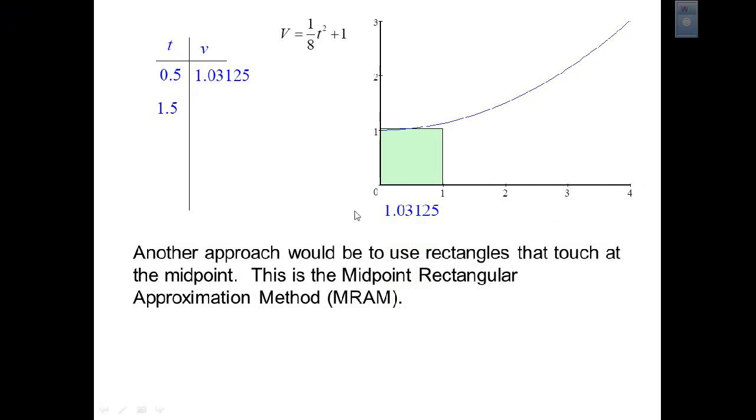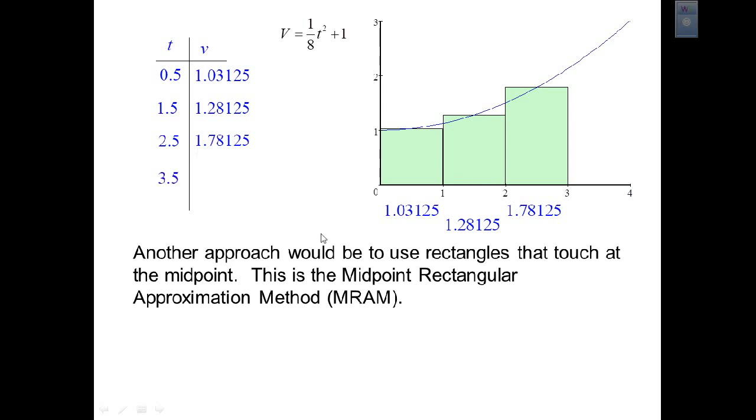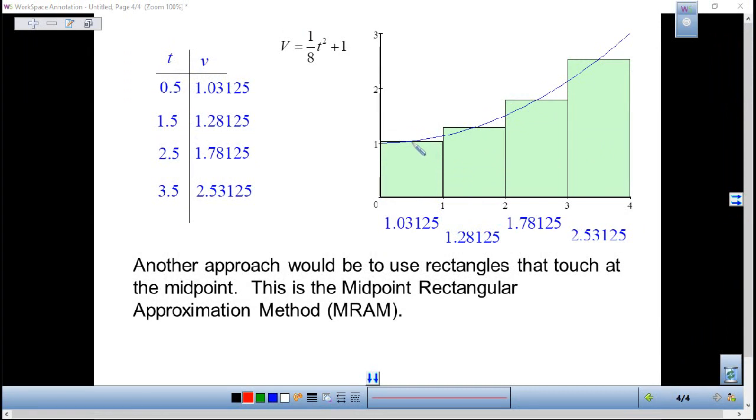1.5, we're going to get 1.28125. And for 2.5, we're going to get 1.78125. And then for 3.5, we're going to get 2.53125. So those are the heights at the midpoint. So here, here, here, and here.